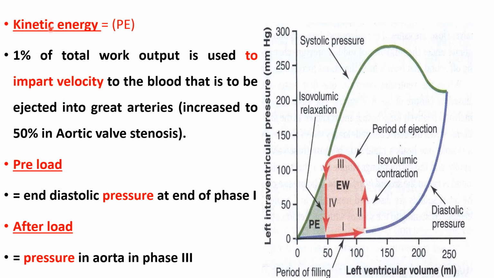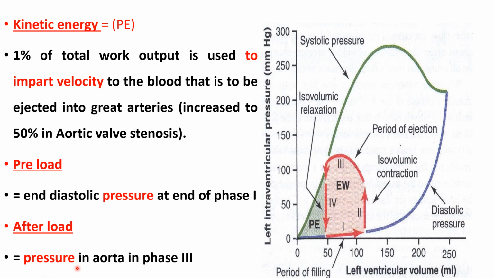In this slide, what is very important is the definition of preload and the definition of afterload. Definition of preload is end diastolic pressure at the end of phase 1. This is phase 1 and the atrial systole increases the pressure to about 5 mm of mercury in the ventricle at the end of the diastole, and this is called preload.